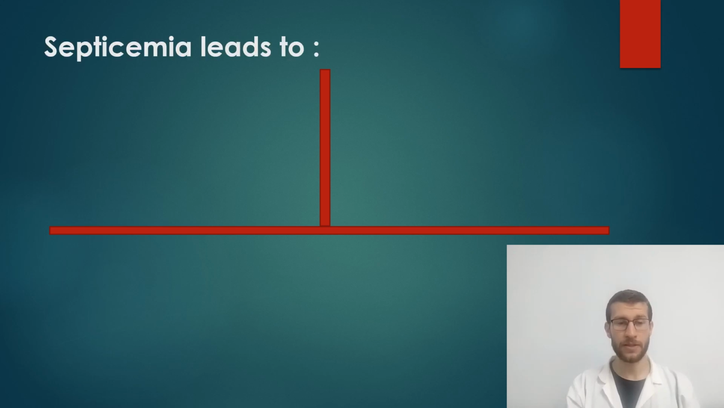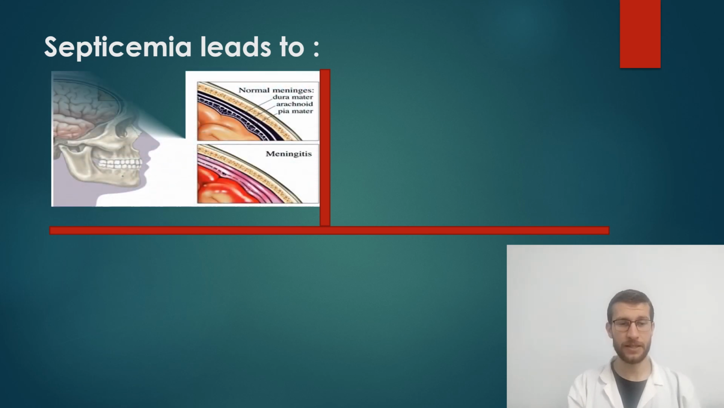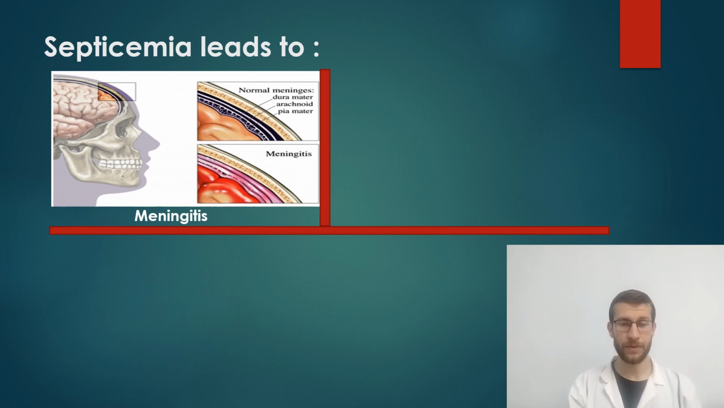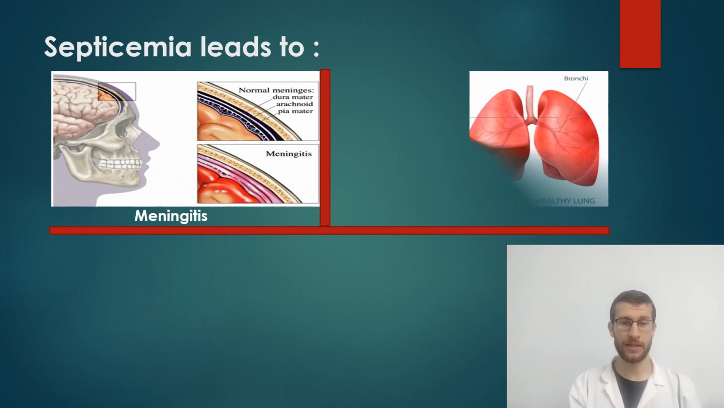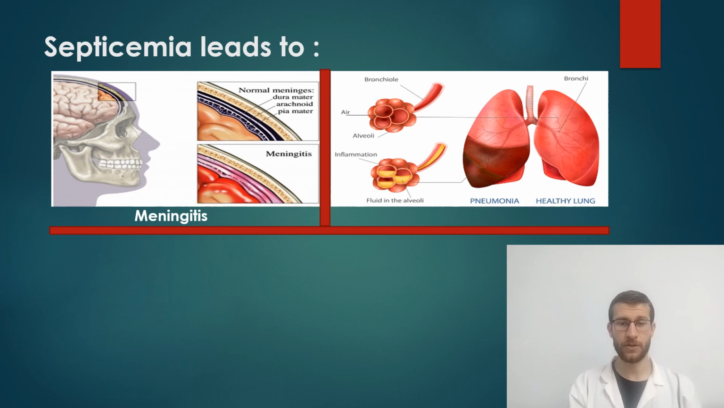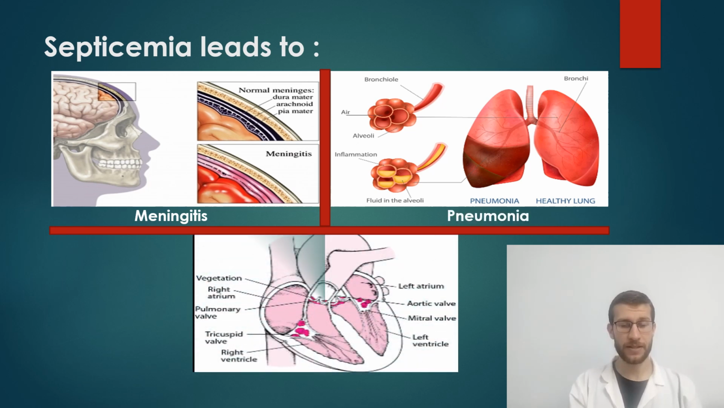which means through the bloodstream, the bacteria moves to the meninges and can cause meningitis. Or if it moves to the lungs, it will cause pneumonia. The other case is the infection of the heart, which is called endocarditis.